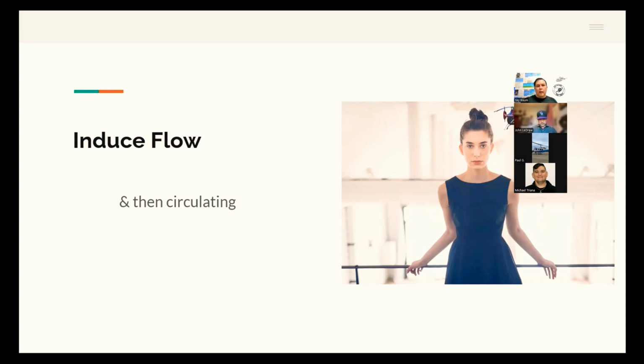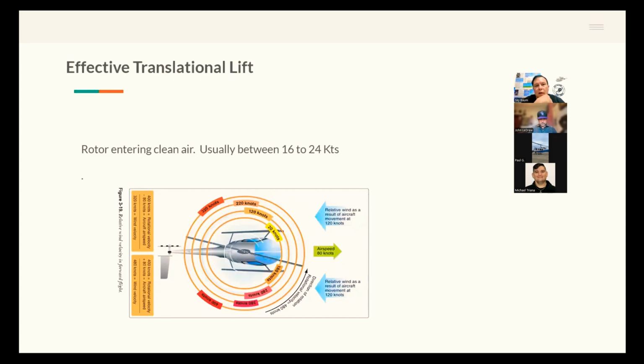I think the last one that I'm going to cover, because we're going to breeze through this, is effective translational lift. Basically, when you're entering that clean air, it's between 16 and 24 knots. I took this straight out of the helicopter instructor manual. It was just flipped in a position where you couldn't really see it, so I flipped it to the side so everybody could read it. But down and dirty, that's pretty much all I have for you today.